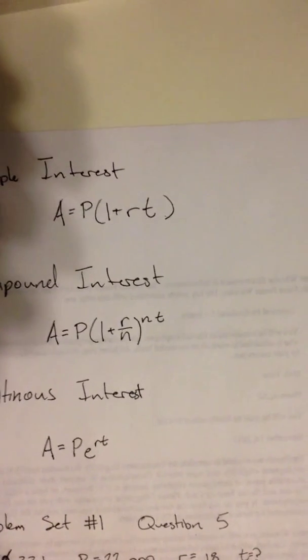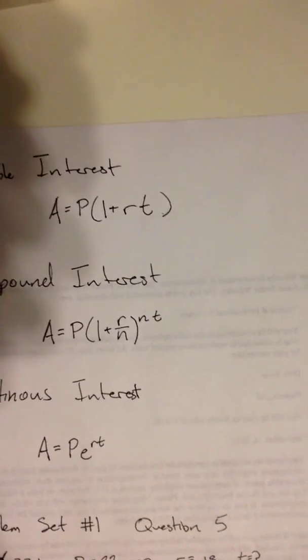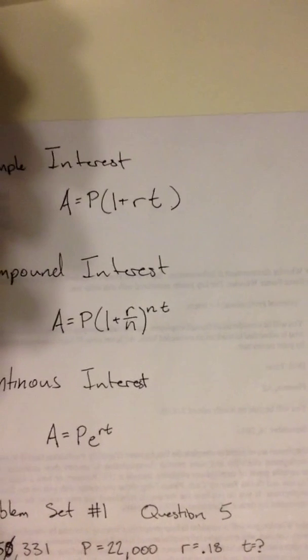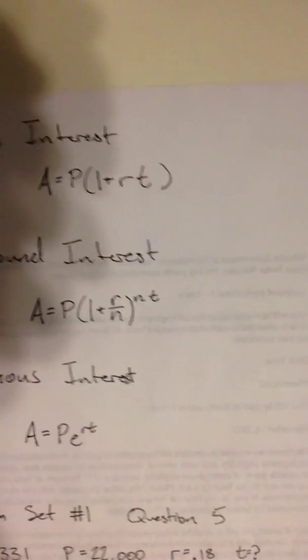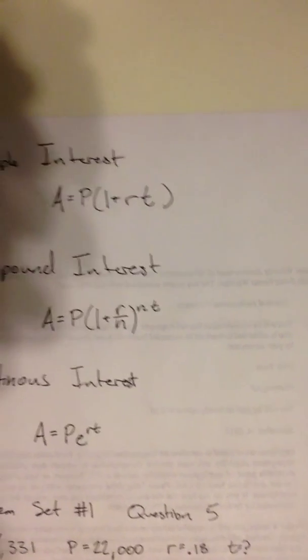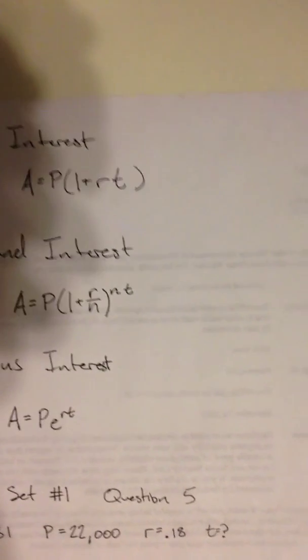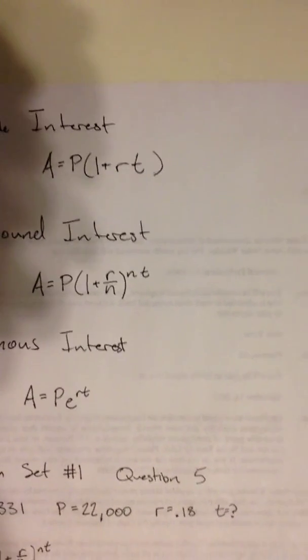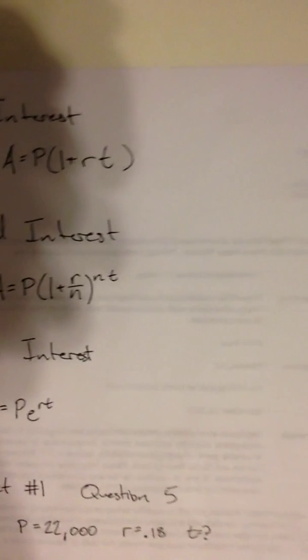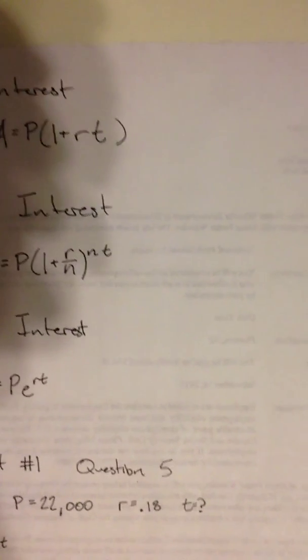Compounding interest, as explained, is similar, but it goes to the power of. So the amount is equal to the initial investment times 1 plus interest rate over n, the number of times that you compound your interest, to the power of n times t, the number of times you compound your interest times time. And t is always in years.